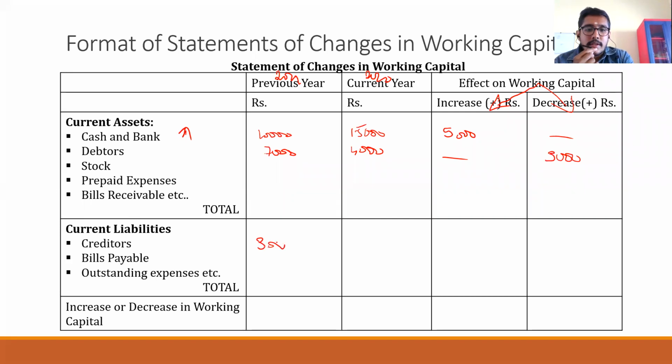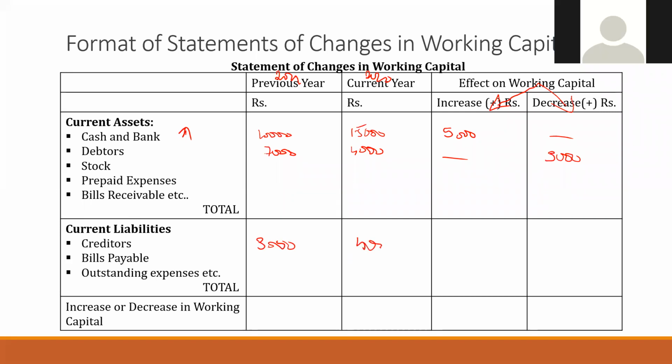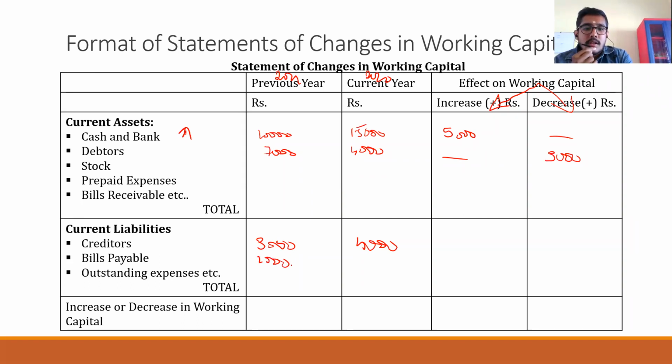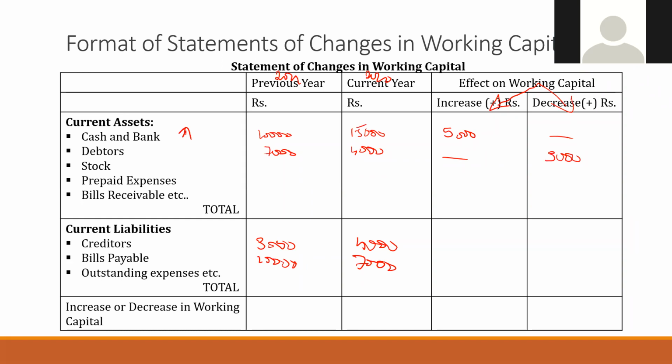Creditors were 3,000 in 2019 and became 4,000 in 2020. Bills payable was 10,000 and became 7,000. What happened to creditors? It increased by 1,000. Current liabilities increased by 1,000 rupees.